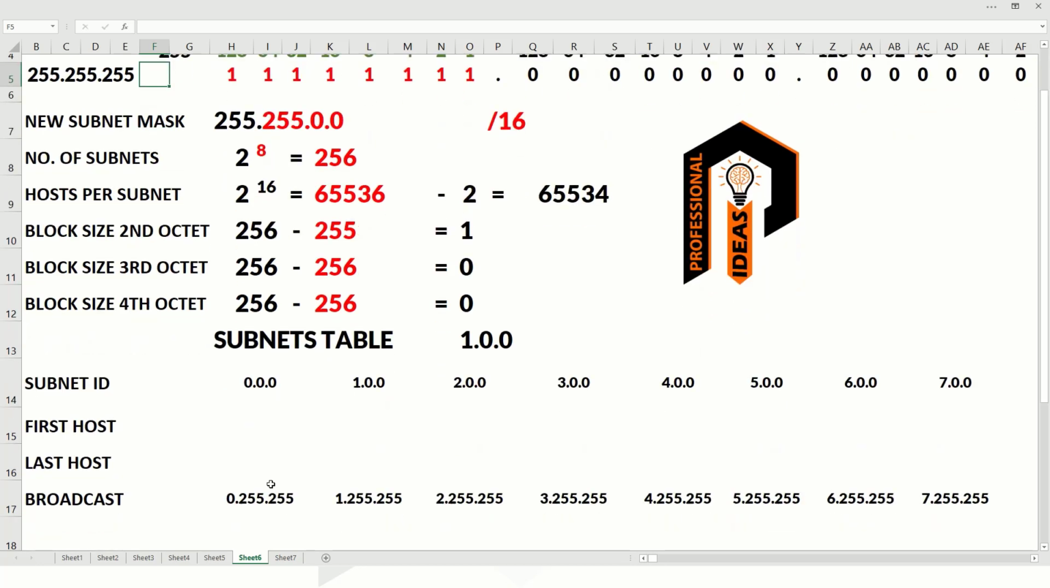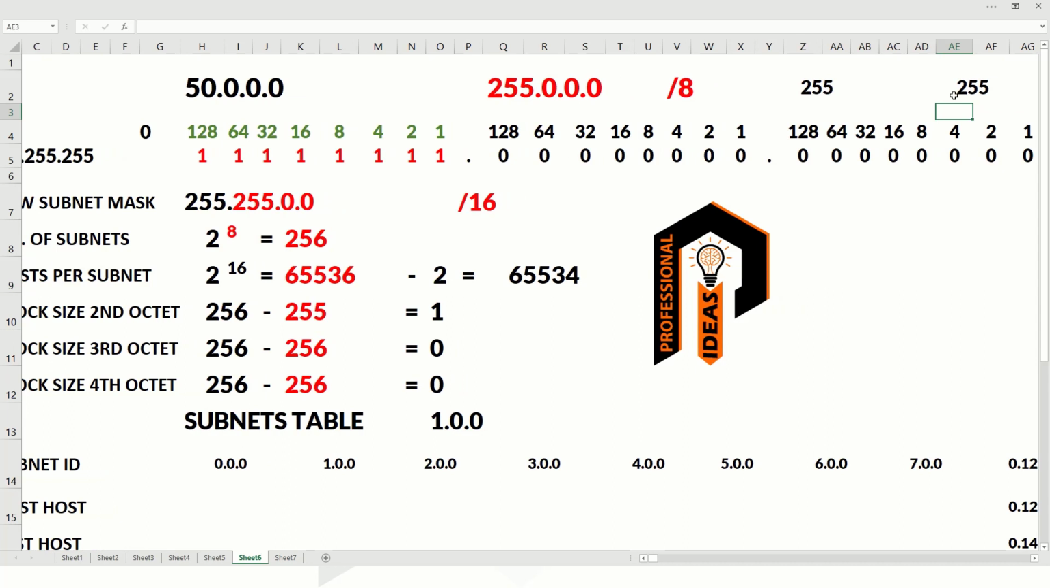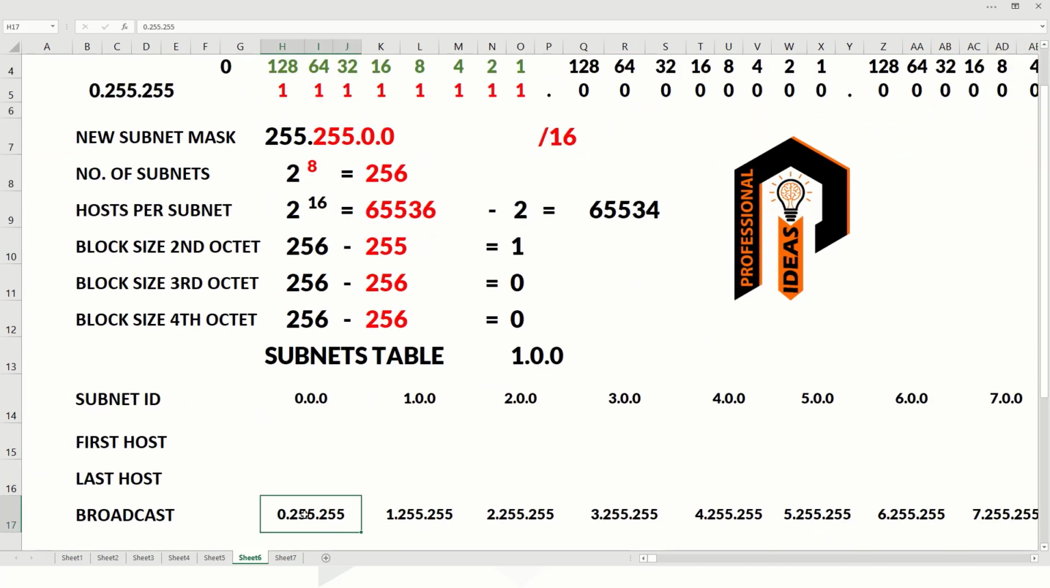Now let's find the broadcast address of each subnetwork. Broadcast address is all the host bits turned on. Since there is no bit left for the host segment in the second octet, it will be 0, and in the third octet all 8 bits are for the host segment. So by adding their spot values we get 255. Similarly, in the fourth octet all 8 bits are for host IDs, so by adding their spot values we get 255. So we get 0.255.255 as the broadcast address. By adding 0.255.255 to each subnet ID, we will get the broadcast address of each subnet.